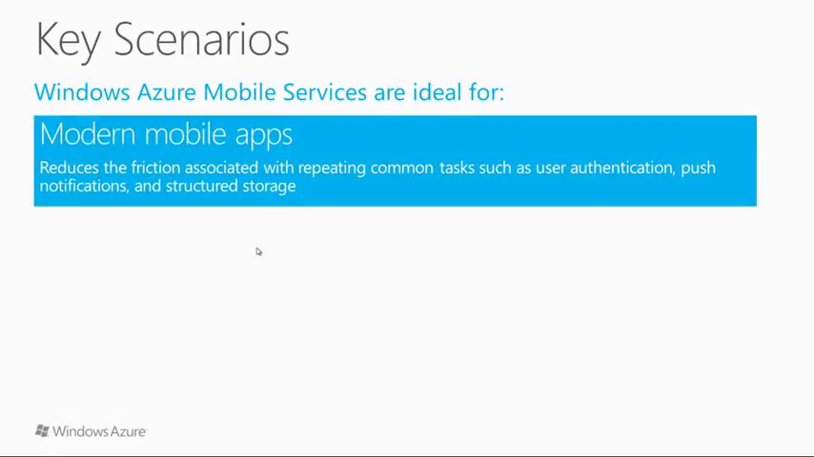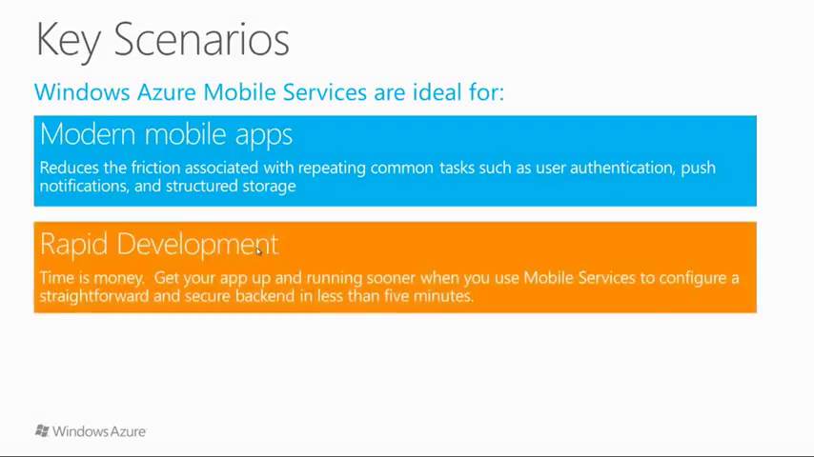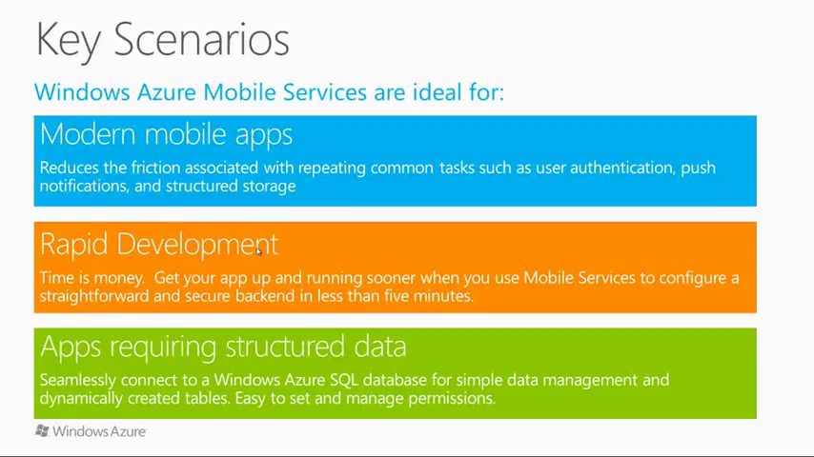So the key scenarios for mobile services, or what they're ideal for, is essentially modern mobile apps, rapid development of your applications. If you consider that you want to go out and build a Windows Store application, you may want to get that out and into industry quick and fast without perhaps sinking a lot of time and effort into building out your own services. So mobile services in this case allows you to spin up those back-end services really fast and get apps built out incredibly simply. The last item there is basically apps requiring structured data.